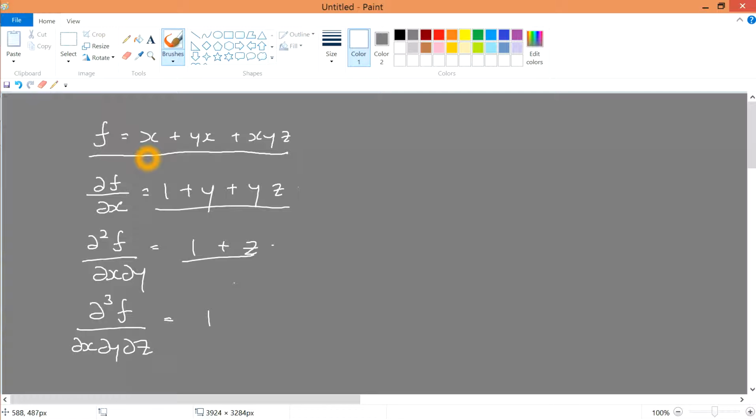So by definition, successive is just this thing. First you differentiate in terms of x, successively you differentiate in terms of y, successively you differentiate in terms of z, while the function is differentiated 3 times, as you can see.